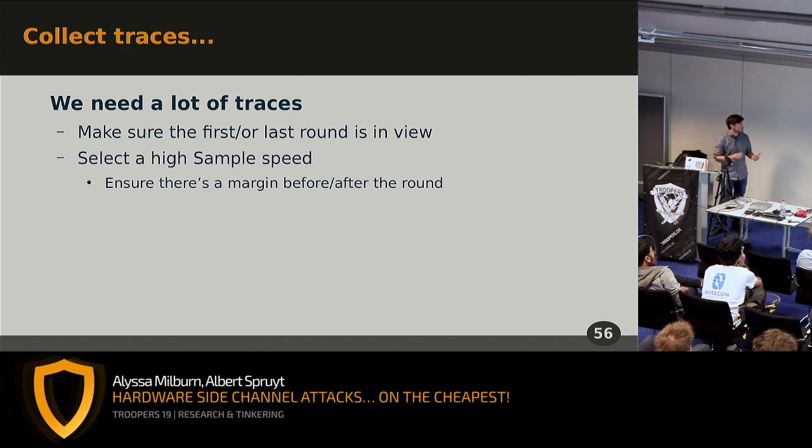So to collect these traces, we need a lot of inputs. We just need to make sure that either the first or the last round is in view. And we need to make sure that we sample with a reasonably high sample speed. And as we'll see later, we need a little bit of a margin before and after the round.